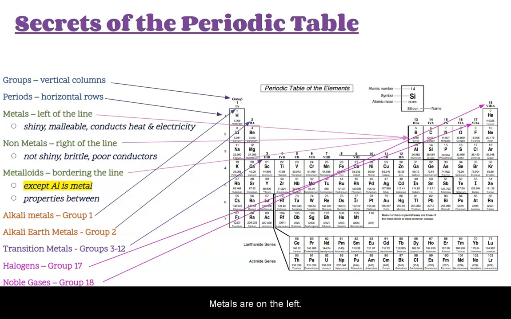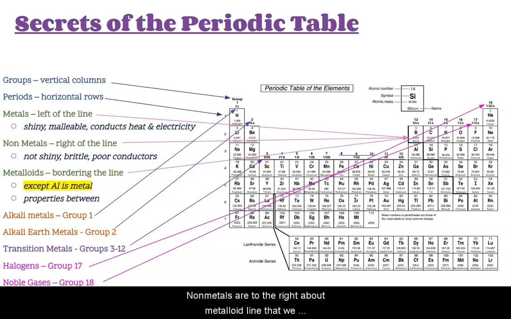Metals are on the left side. If you look at this line here, like this staircase, the staircase goes between boron, aluminum, silicon, germanium, arsenic, antimony, tellurium, polonium. There's that dark line. That is the metalloid line, and metals are to the left of it, or generally column 1 through 13, are metals, and they're shiny, malleable, meaning they can be made into items. They conduct heat and electricity.